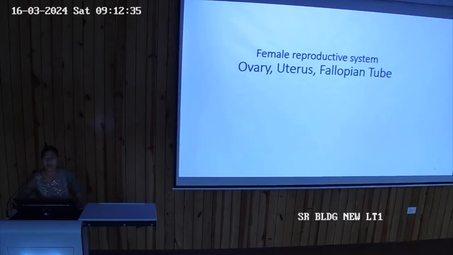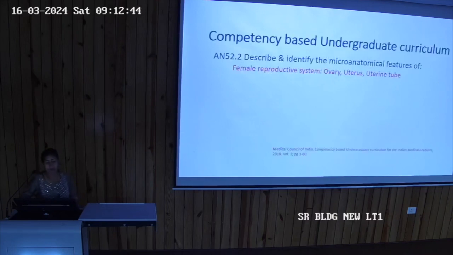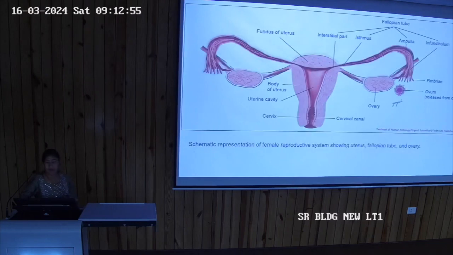So in your last histology class, the male reproductive system has been covered. So moving on to the female reproductive system. Here we will be discussing the microanatomy of the uterus, ovary and uterine tubes. As we all know, the female reproductive system is part of the internal genitalia, located in the pelvis. So we will be reading about the histology, how these structures look, the uterus in its microanatomy, the ovary as well as the fallopian tubes.